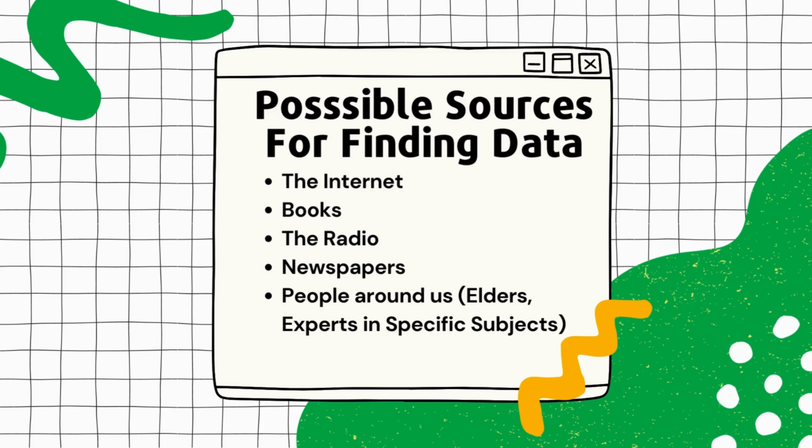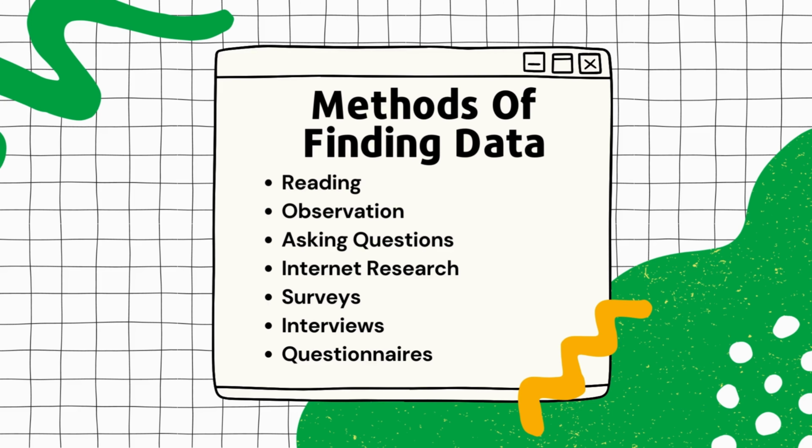You can also find out information from people around you, like your elders, experts in specific subjects. So, whatever it is, there are data sources all around you. All you need to do is ask. All you need to do is look, right, students? So we have gone through the possible sources for finding data. We know the internet, we have books, we have the radio, we have newspapers, and we also have people around us. But how about the methods for finding data?